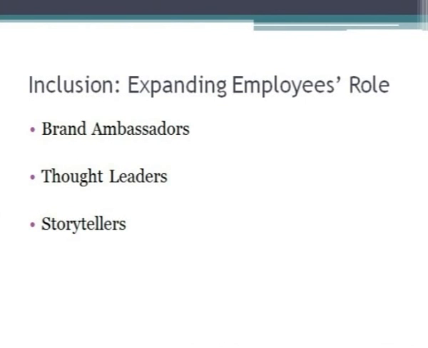The third element is inclusion, which means expanding employees' roles. An employee isn't a simple designing and working machine that can only take one role at one time. It's a person who must take many roles in their life. So in addition to what they're doing now, they could be brand ambassadors, thought leaders, and storytellers.